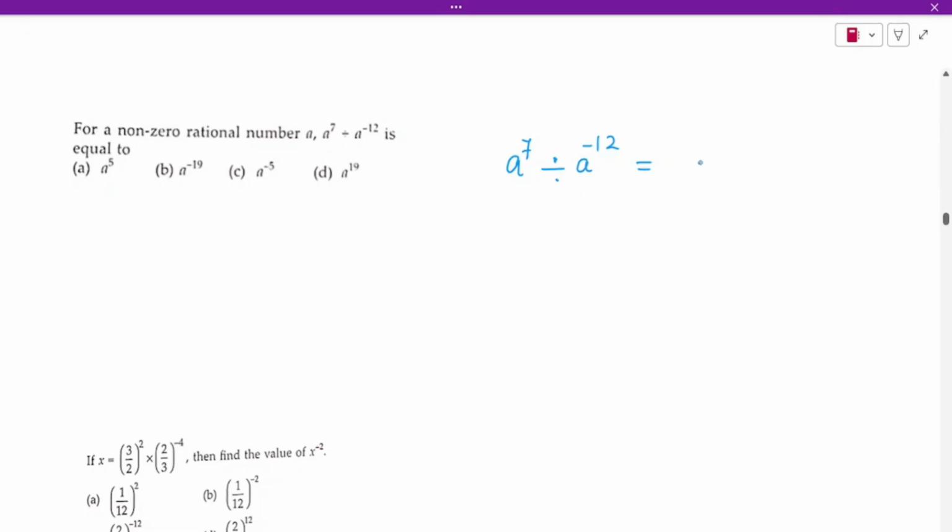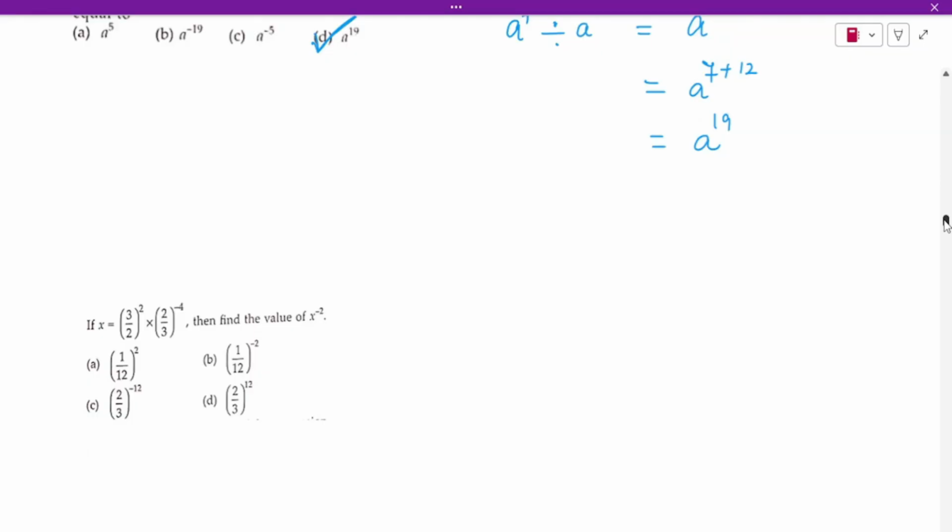So just go for the simple way: common base and the powers subtracted, as there is a division over here. So 7 minus of minus 12. Once we solve this further, minus minus becomes plus. So 7 plus 12, which is 19. So a to power 19, which is option number D.